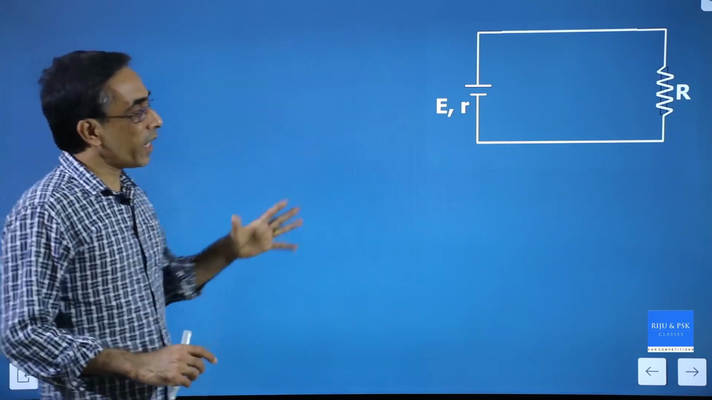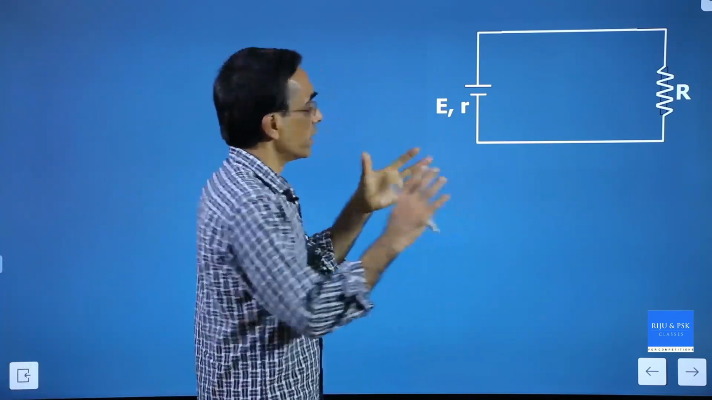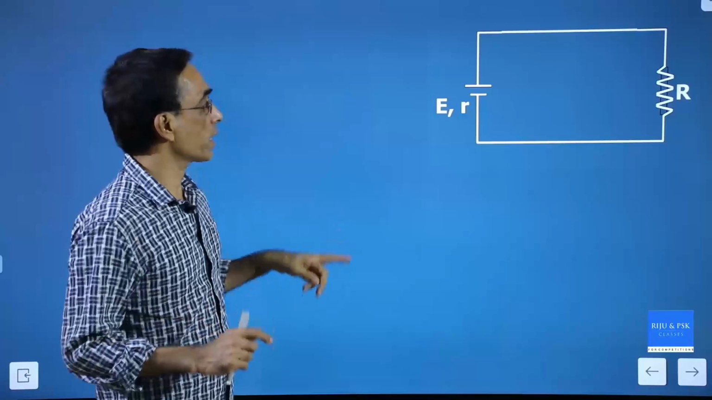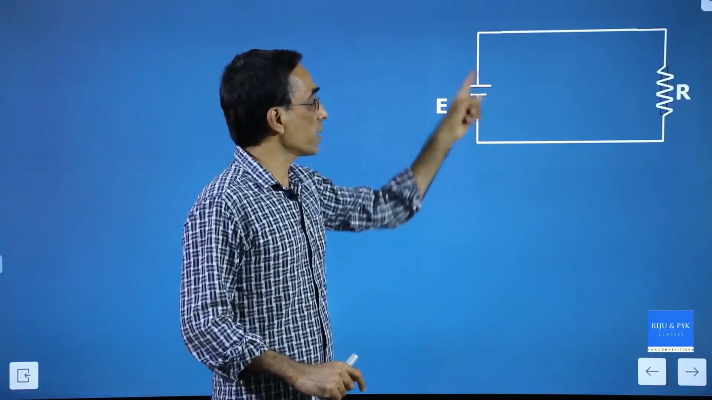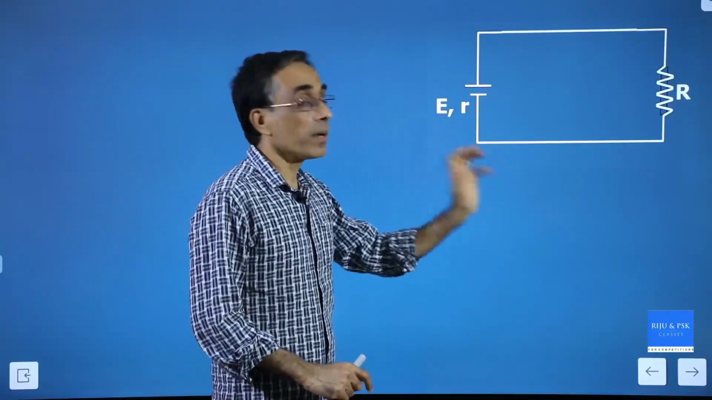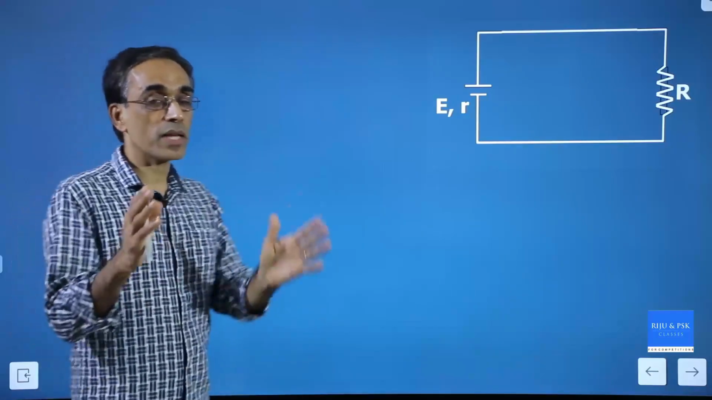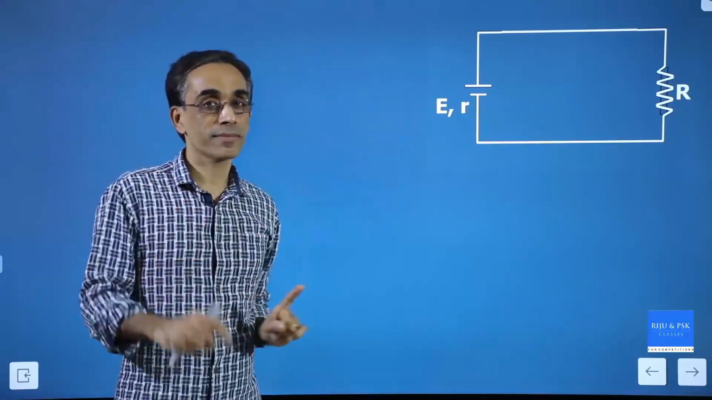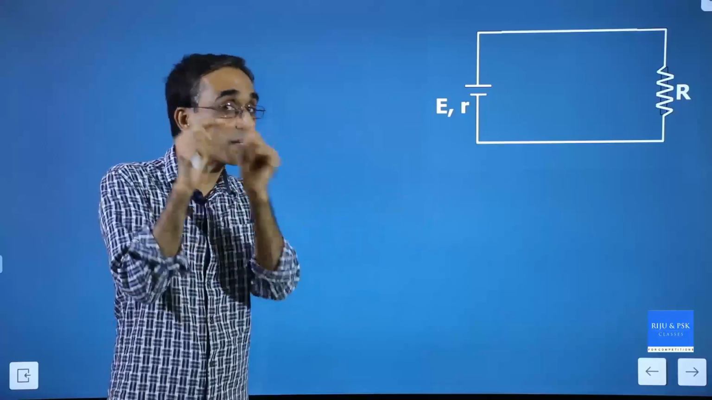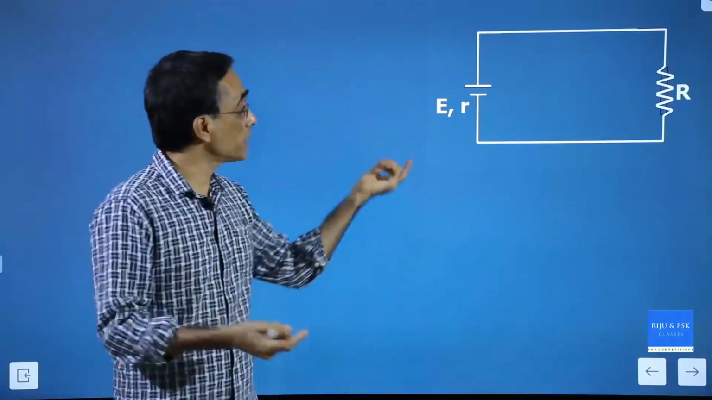Now, see, I have a circuit where, when you get questions, you have to be very careful. When there is a cell given here, they will show E comma R, something like 10 volt comma 1 ohm. What is that 1 ohm? Tell me. That 1 ohm is the internal resistance.